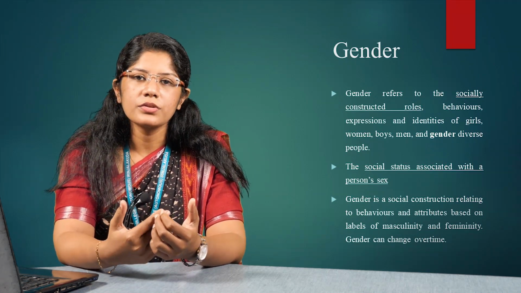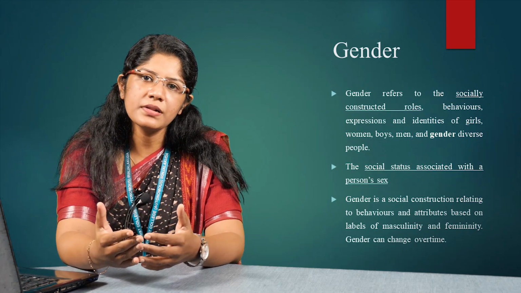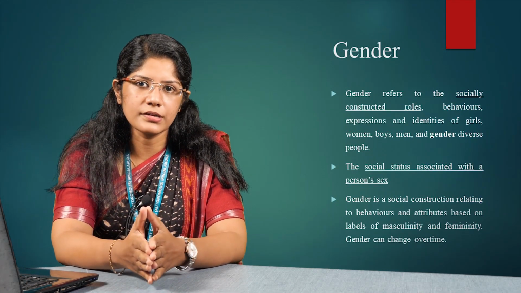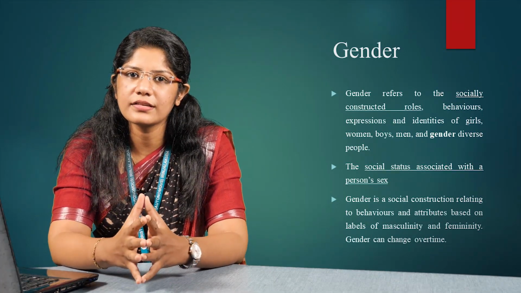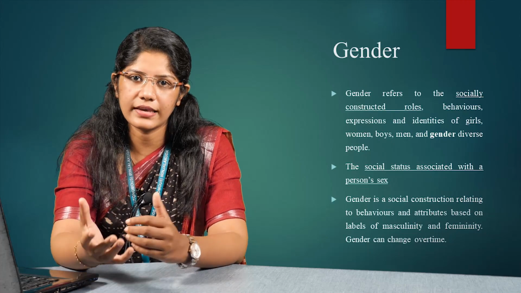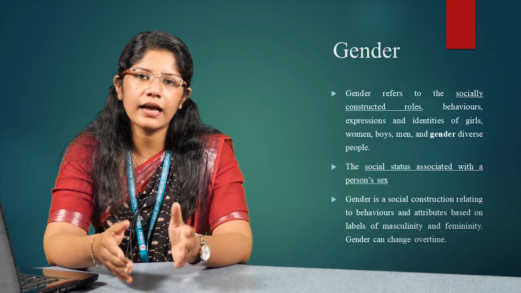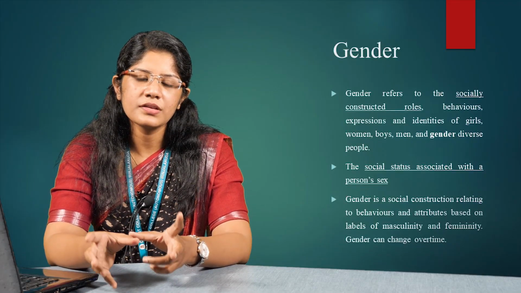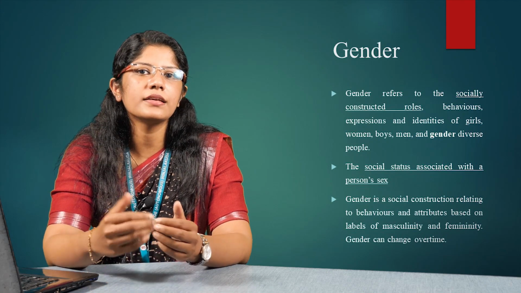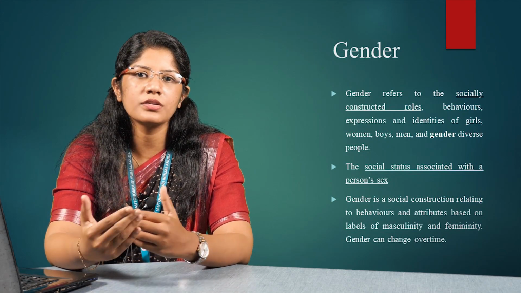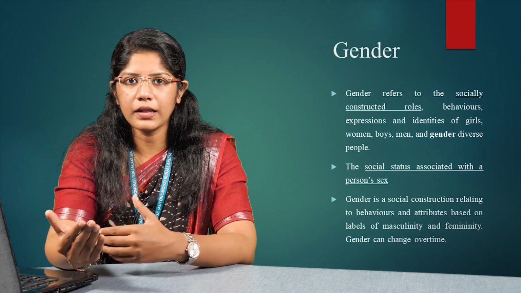Gender refers to the socially constructed roles, behavior, and attributes on the labels of masculinity and femininity. In simple words, gender is a social status associated with a person's sex. So I think now you understand the difference between sex and gender. Sex is the physiological difference between male and female, and gender is a social construction, the social aspects related to male and female.